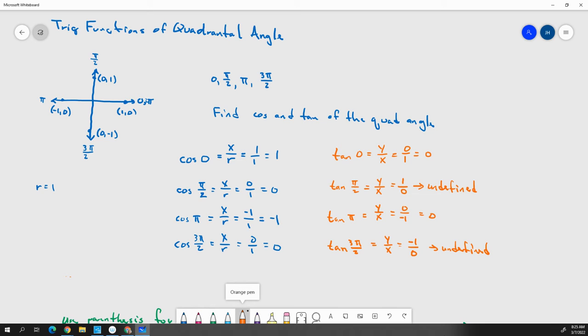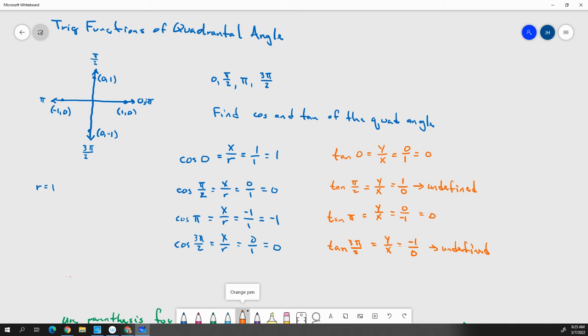Did that make some kind of sense to you? It's not super difficult, right? It's just knowing which points you're looking for at your quadrantals. That's always going to be 0, 1, or negative 1. When you look at your x and y at those quadrantals, they're always going to be 0 or 1, or 0 and negative 1, and they'll flip back and forth between the x and the y.